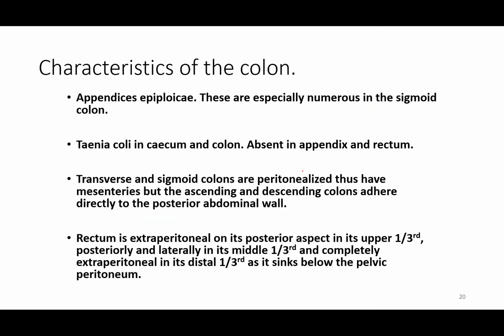Now, we've mentioned that the characteristics of the large colon are the appendices epiploicae, which are pockets of fat, that are more numerous in the sigmoid colon. The taeniae coli are in the cecum and colon. These taeniae coli are 3 in number, and they are what? They are condensation of the longitudinal muscle of the large intestine.